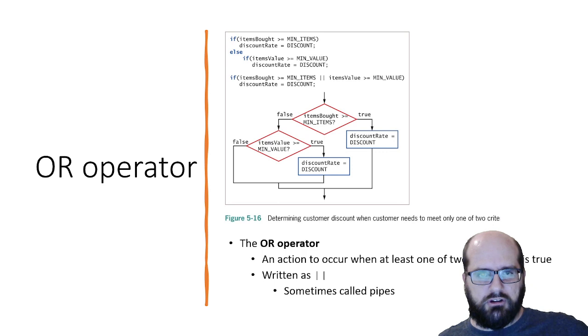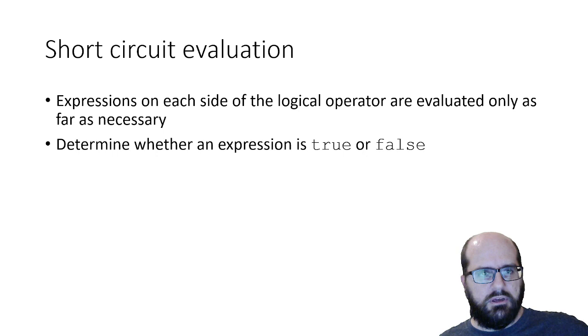And you can see a flow chart for that with a nested if condition. It's nested on the false side. So if either one is true, we write the discount. Much easier, you can write it with an OR statement. Short circuit evaluation simply means that we only evaluate each side of the logical operator as necessary. So in an AND statement, if the left side is false, we never evaluate the right side. In an OR statement, if the left side is true, we never evaluate the right side.